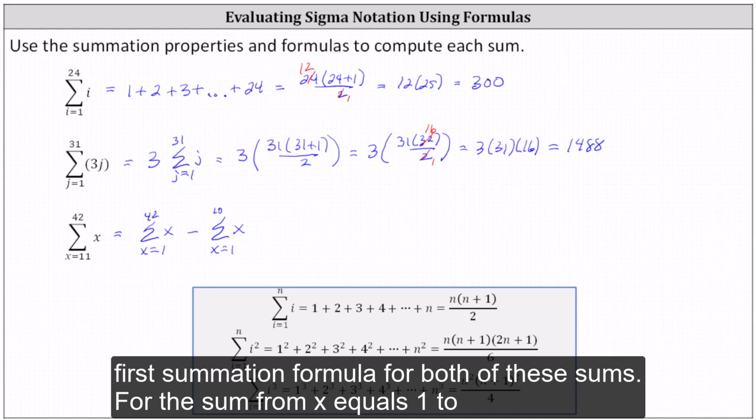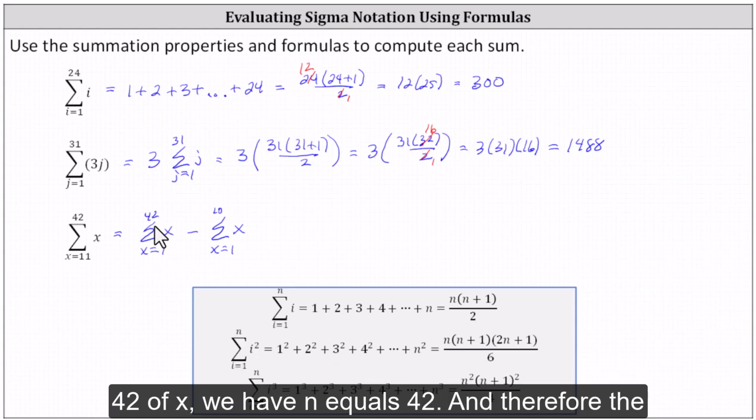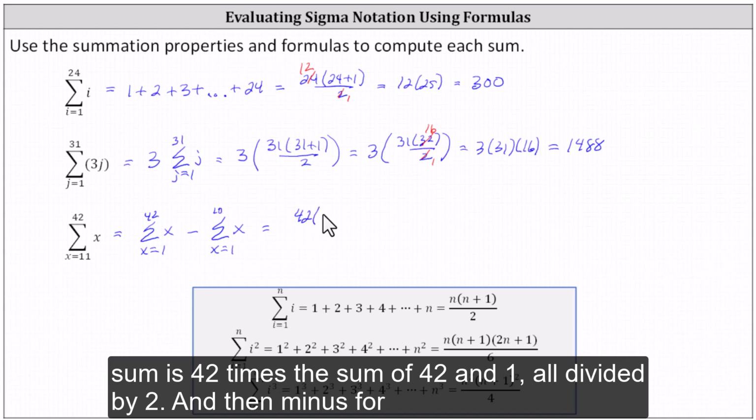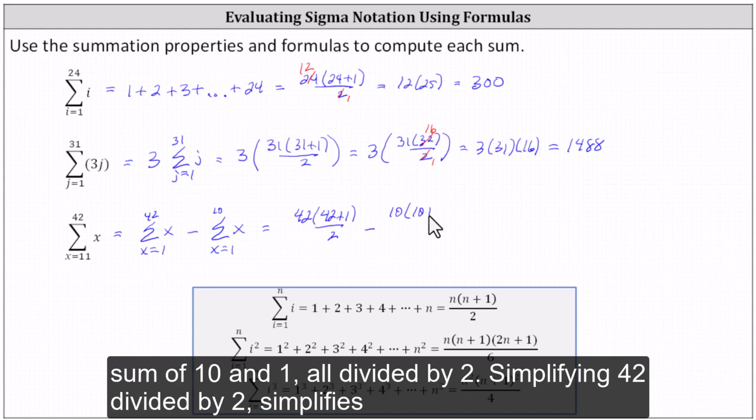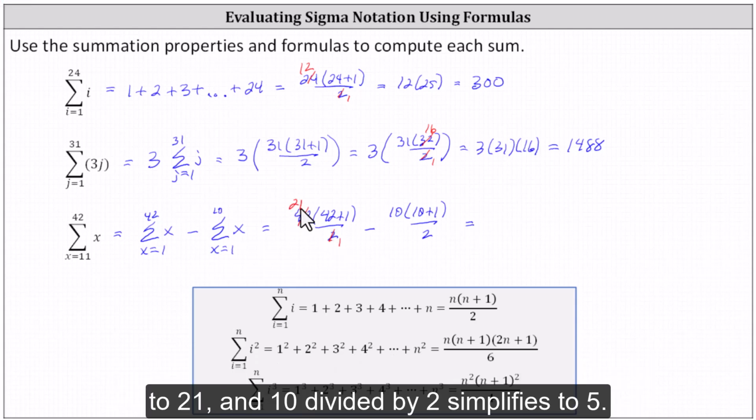For the sum from x equals 1 to 42 of x, we have n equals 42, and therefore the sum is 42 times the sum of 42 and 1, all divided by 2, and then minus, for the sum from x equals 1 to 10 of x, n is now 10, which gives us 10 times the sum of 10 and 1, all divided by 2. Simplifying, 42 divided by 2 simplifies to 21, and 10 divided by 2 simplifies to 5.